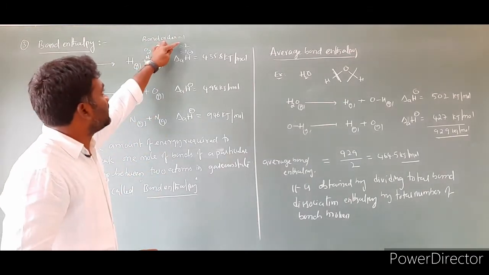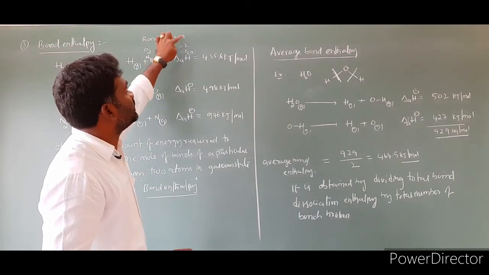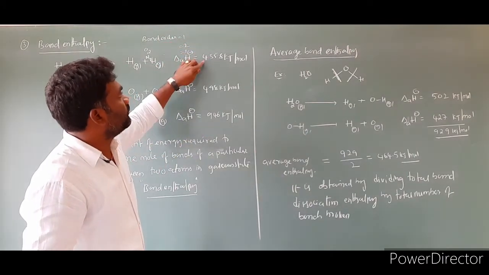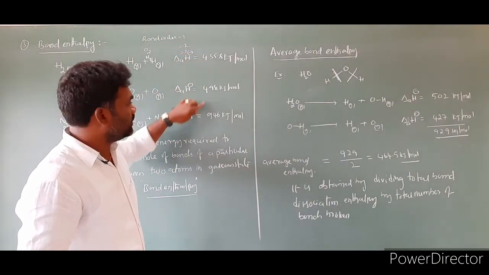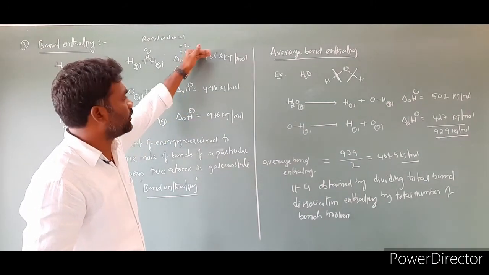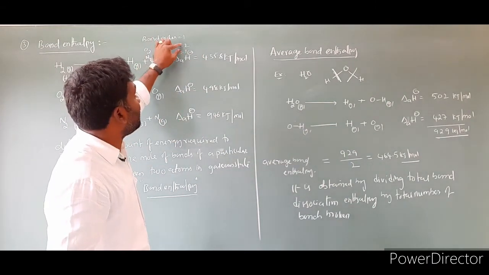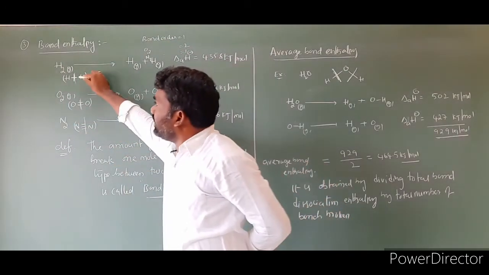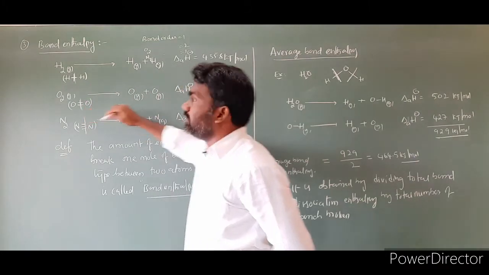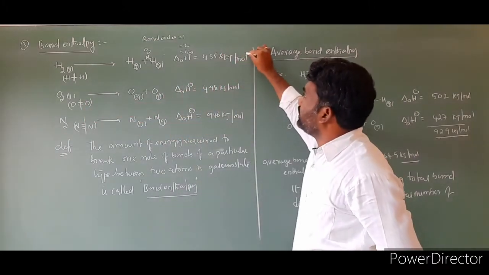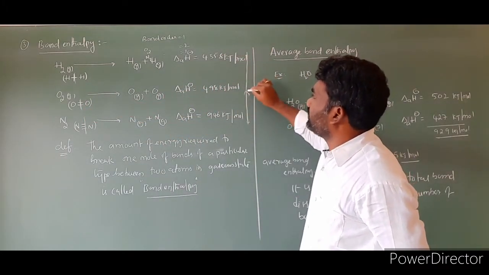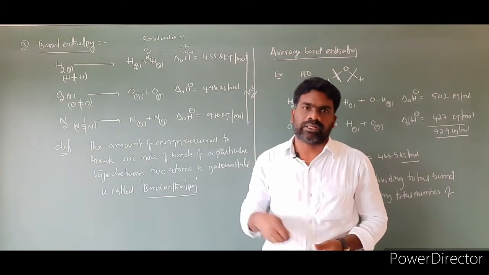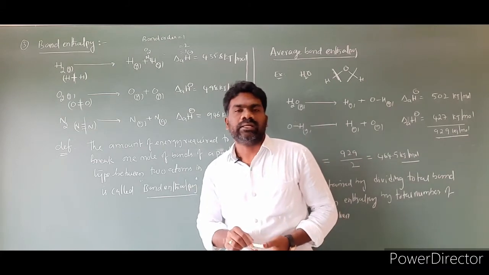Clear? Then look at the bond order 1, 2, 3. Bond order increases. What about the bond enthalpies? 435, 498, 946. The values increase. As bond order increases, the number of bonds between the two atoms increases: one bond, two bonds, three bonds. The bond dissociation enthalpy, or bond enthalpy, increases.